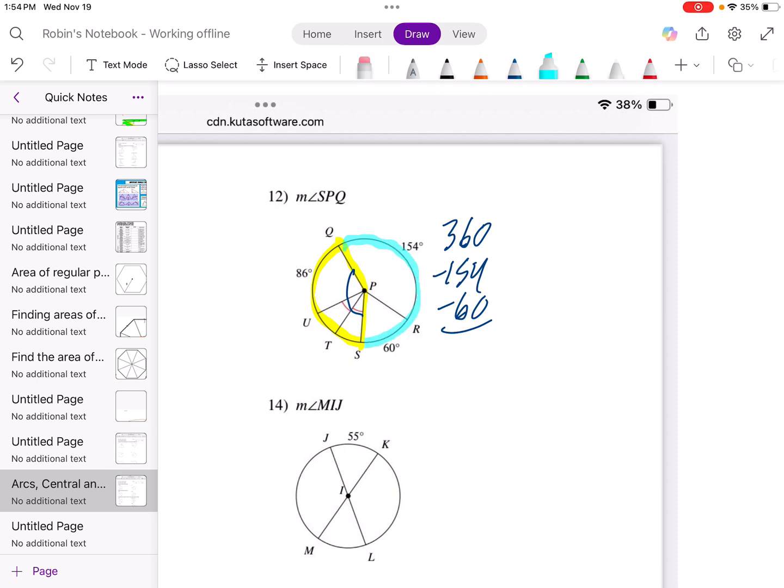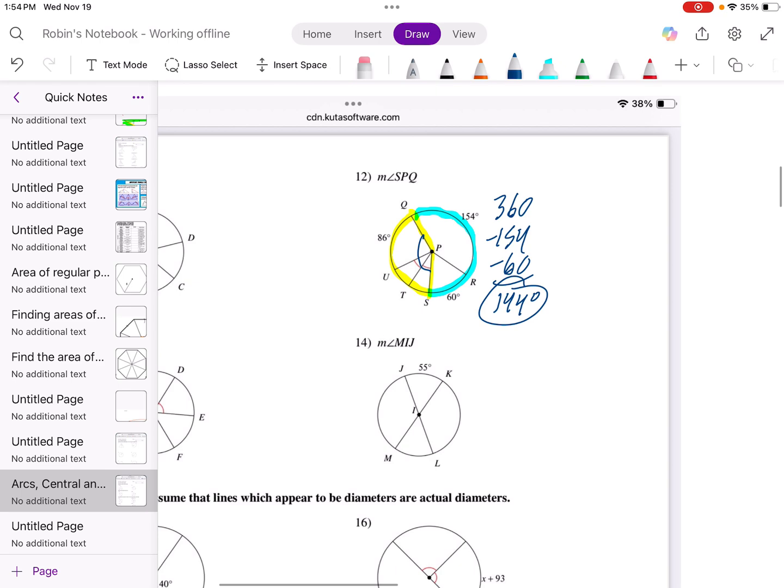what's left over is going to be my yellow SQ arc, which is going to have the same central angle. So if I subtract these two, that'll put me at 206 minus 60, so 144 if I'm not mistaken. If I did my math right, should be there. But I'm hoping you get the idea. Now, that's what I end up having.